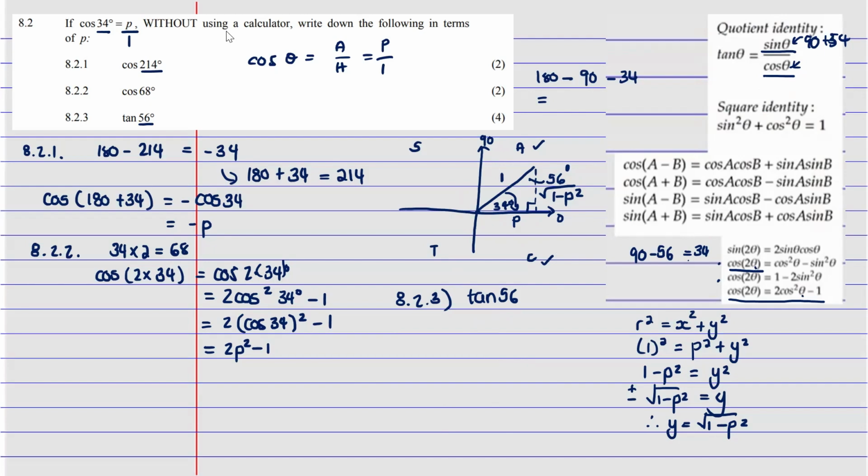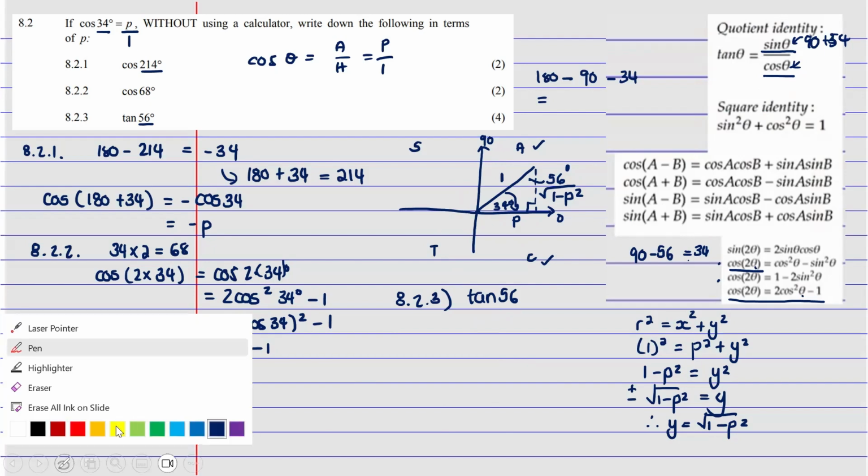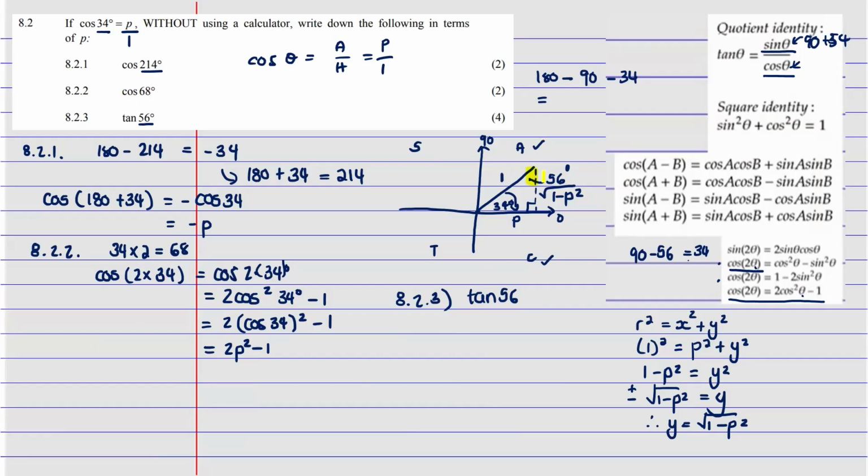Case number one, I think, is the simple one. Case number one is using our triangle to solve it. But now, instead of using 34 as our reference angle, because we have tan 56, we're going to use the 56 here. We're going to use this part here as our reference angle. So this P here is going to be my opposite, and the square root of 1 minus P squared is going to be my adjacent. Hope that makes sense. We just change our reference angle to this 56, but still use the information that we're given. Does it make sense?